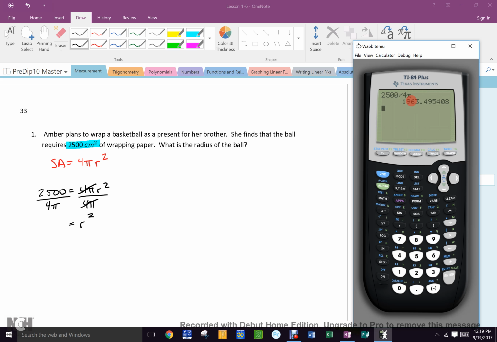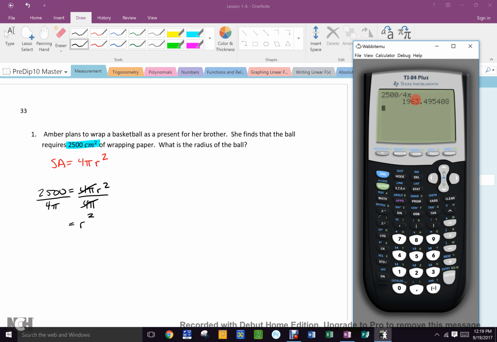Amshman, that answer on the screen, does that make sense? No. Of course it doesn't. Because that answer on the screen says 2,500 divided by 4 pi. 4 pi is at least 12. 2,500 divided by 12 isn't 1963. So, again, reasonableness of answer. Amshman believed his calculator. I had to point out that that couldn't possibly be right.